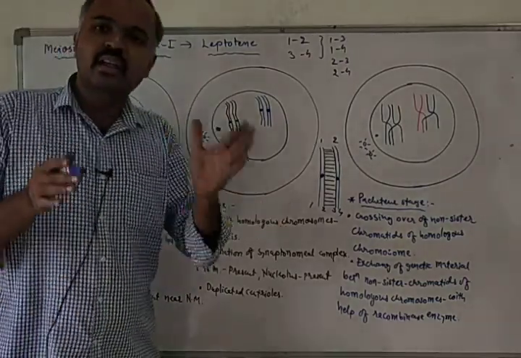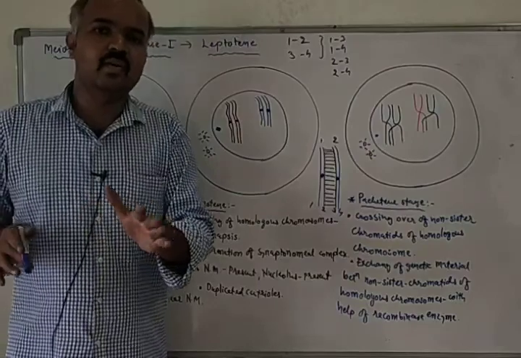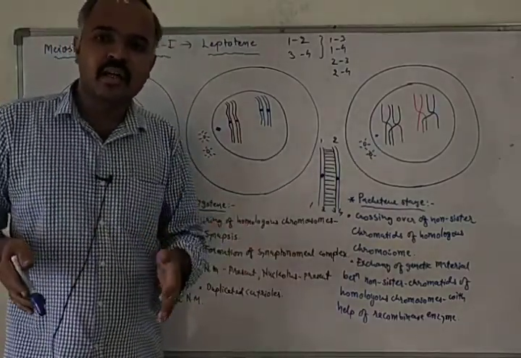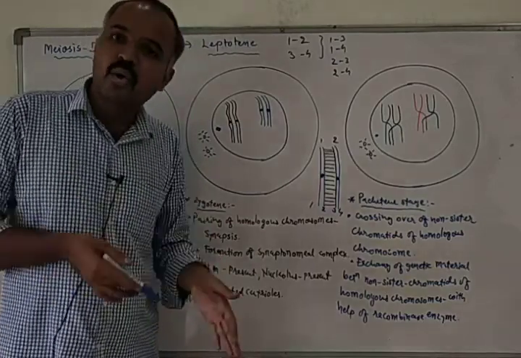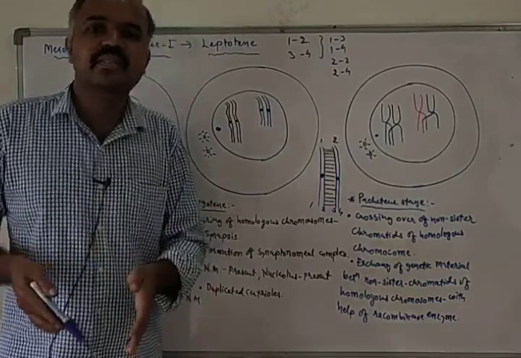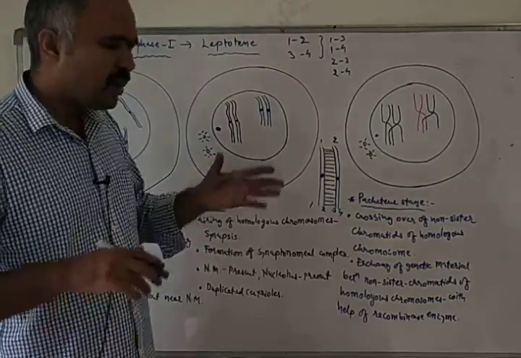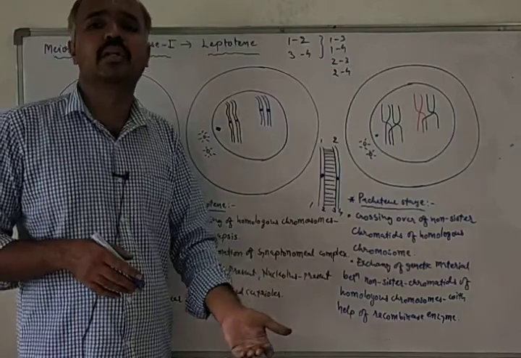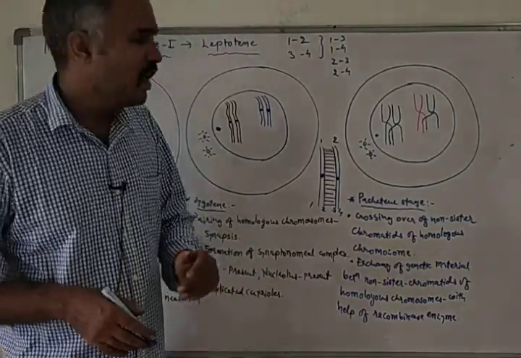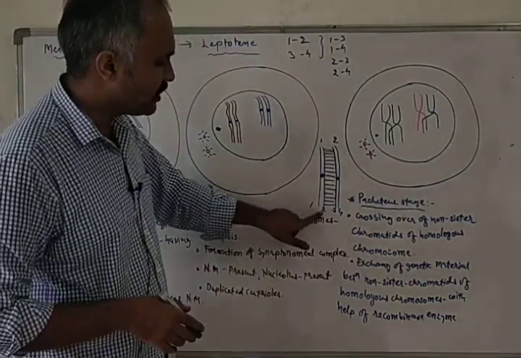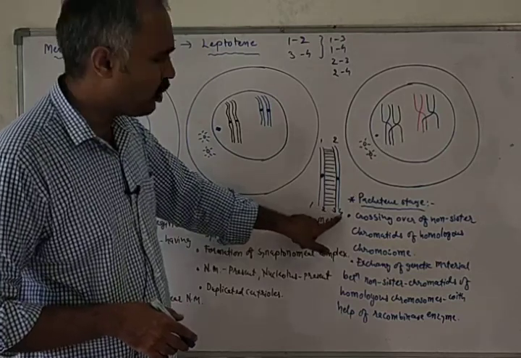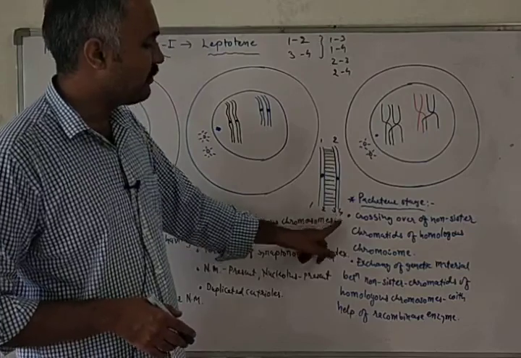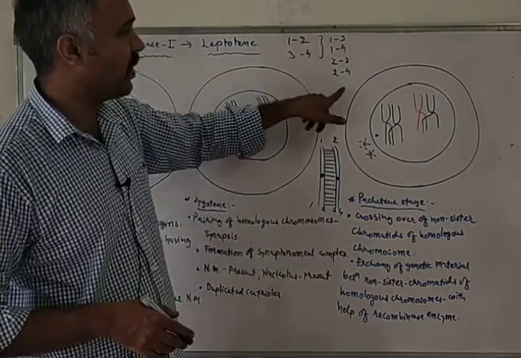The chromatids which are held by a centromere are known as sister chromatids, and chromatids which are not held by a centromere but are still part of a homologous chromosome are known as non-sister chromatids. So here 1 and 2 are sister chromatids, 3 and 4 are also sister chromatids, but 1 and 3, 1 and 4, 2 and 3, and 2 and 4 are non-sister chromatids.